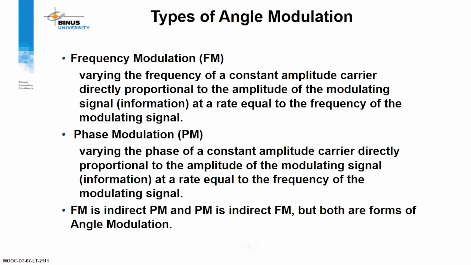Phase modulation. Varying the phase of a constant amplitude carrier directly proportional to the amplitude of the modulating signal at a rate equal to the frequency of the modulating signal. FM is indirect PM and PM is indirect FM, but both are forms of angle modulation.